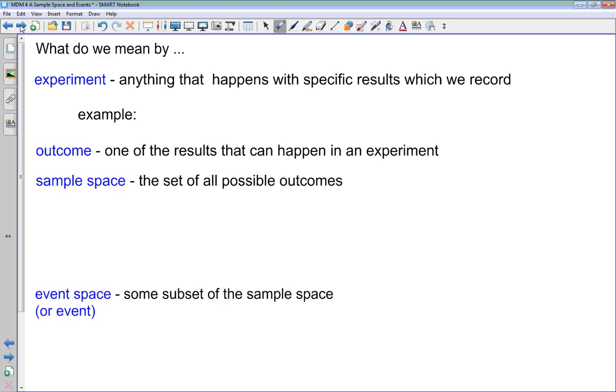So a good example that we're going to work with here is something like rolling a six-sided die. Okay, we roll the die as our experiment, and there are very specific results that can occur. We can get a 1, we can get a 2, we can get a 3, and so on and so on. When we use the word outcome, what we're talking about is one of these results that can happen in an experiment. Okay? So whatever is on the top of the die after we roll it is our outcome.